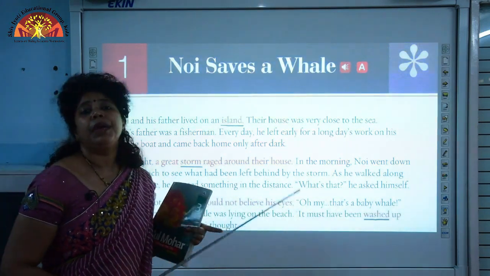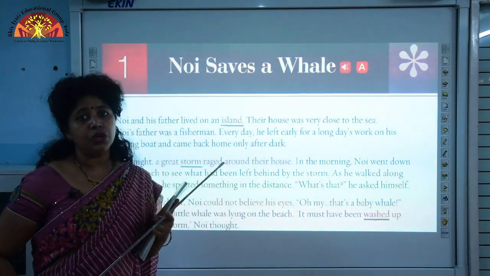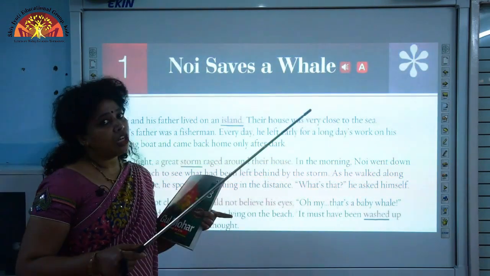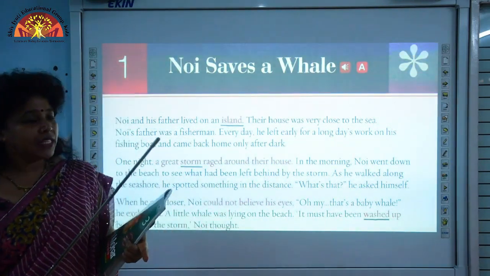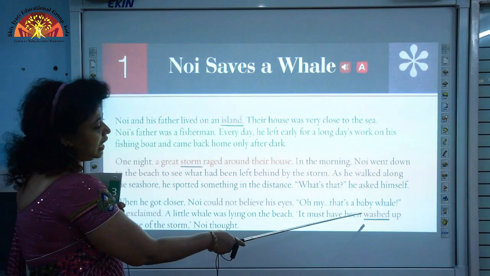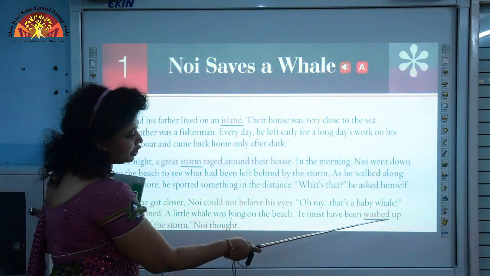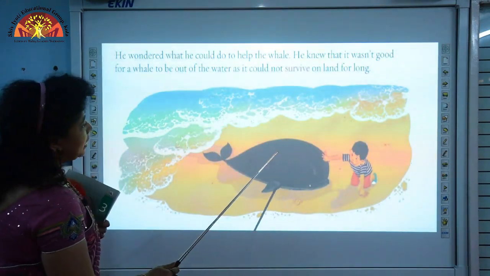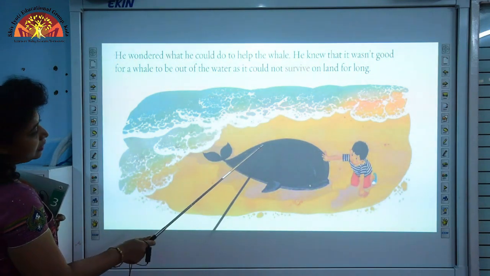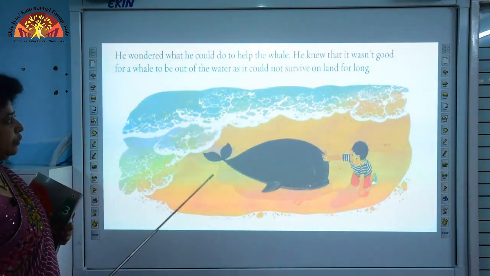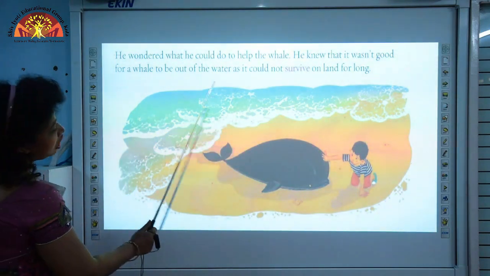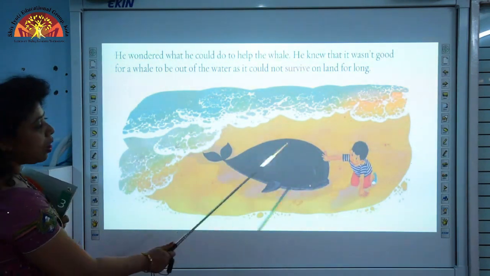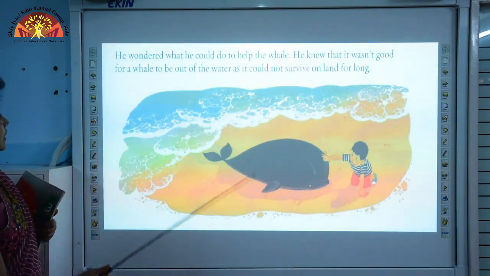So how did the baby whale land up on the seashore? The storm had washed up the baby whale on the seashore. So please underline your new word, washed. In this picture, you can see the picture of the sea and the baby whale on the seashore. So the storm had washed up the baby whale on the seashore from the sea.